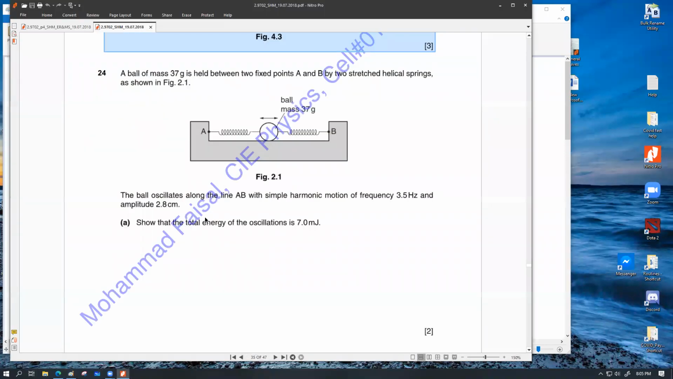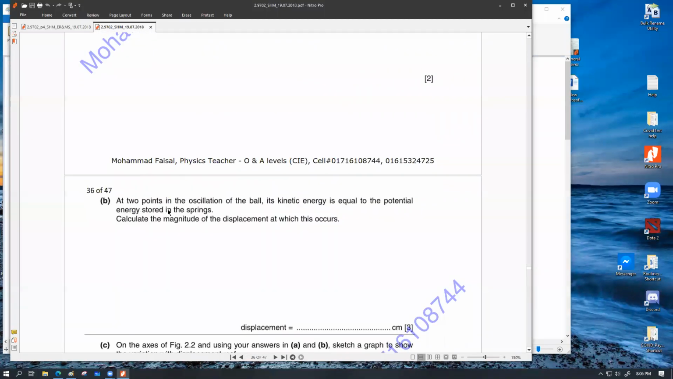এটা ছিল হচ্ছে এটা। B number বলছে at 2 points in the oscillation of the ball, kinetic energy is equal to the potential energy stored in the springs. Calculate the magnitude of the displacement at which this occurs. So this question is essentially asking us about this specific point. Which point? ওই যে আমাদের গ্রাফ ছিল না?